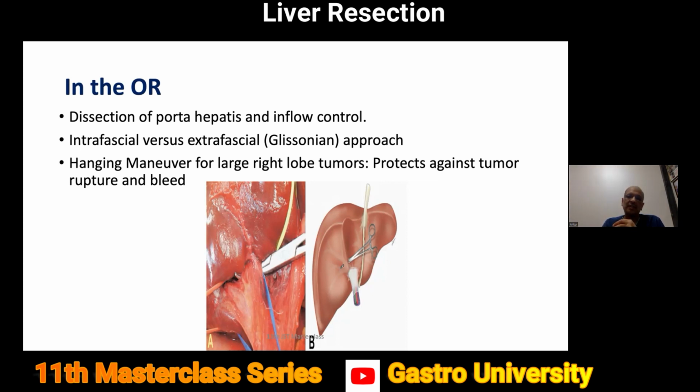So this is just a picture that I've shown. I don't have a video because I'm poor at making videos, but this is a very good approach. In this picture, it's shown that both the anterior sector and the posterior sector pedicles have been looped and can be clamped when you start transection. And the hanging maneuver is very useful, especially when you are doing liver resections for large right-sided tumors, because it protects against tumor rupture and bleeding from the tumors while you are trying to dissect them. So, the hanging approach introduced by Professor Belghiti, I do it in almost every case when I'm doing a right lobe liver resection.